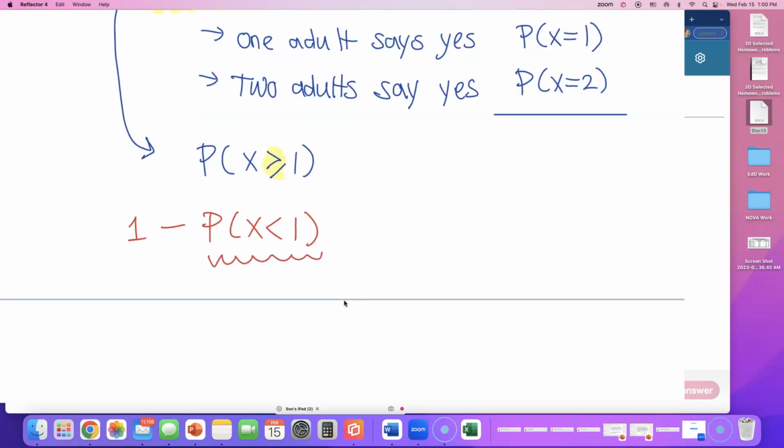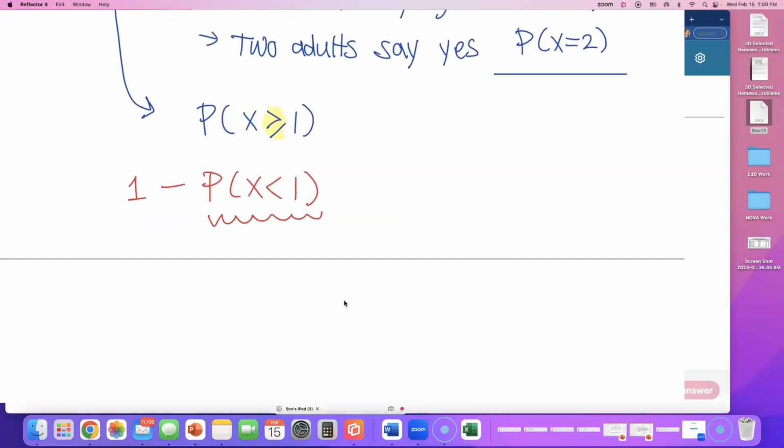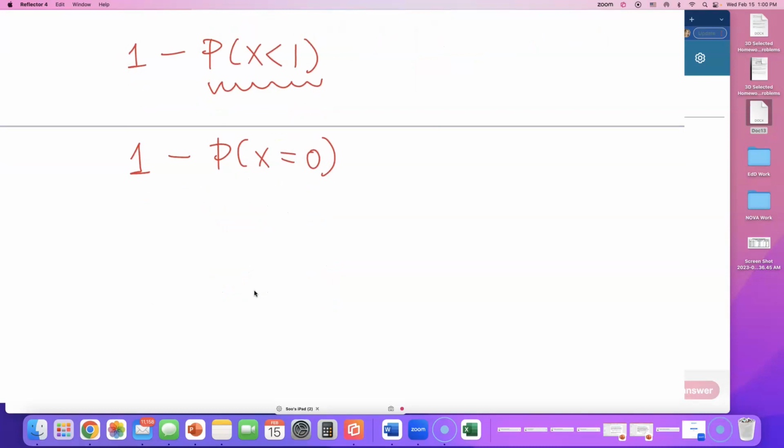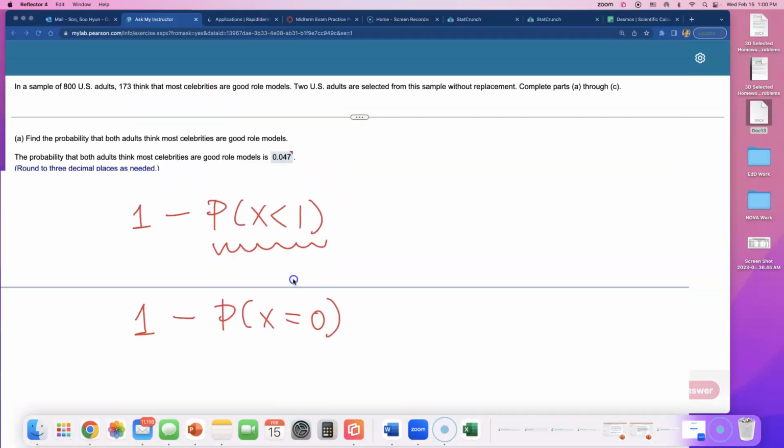Okay, because this is easy to tell. What does it mean less than one person say yes? Less than one person saying yes is nobody is saying yes. Nobody thinks celebrities are good role models, okay? All right, so that's like really saying probability of x is equal to 0, right? Because a number that's smaller than 1 is 0 in this case. Like nobody thinks celebrities are good role models. So that's my plan, okay? That's my plan. So what is the probability that nobody thinks celebrities are good role models, okay?